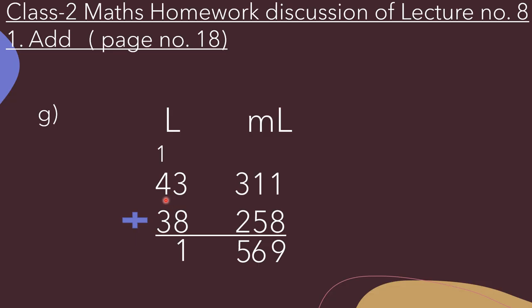And keep 5 in your mind and 3 on your fingers. Now we have to speak forward counting. 6, 7, 8. So here we will write 8. So what is the answer? That is 81 liters, 569 milliliters.